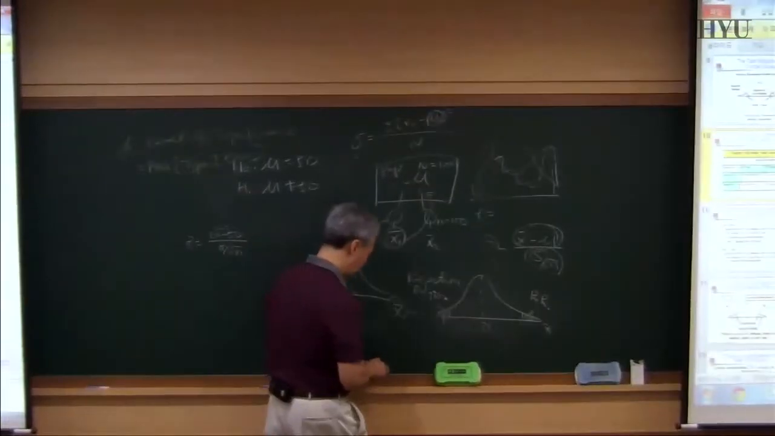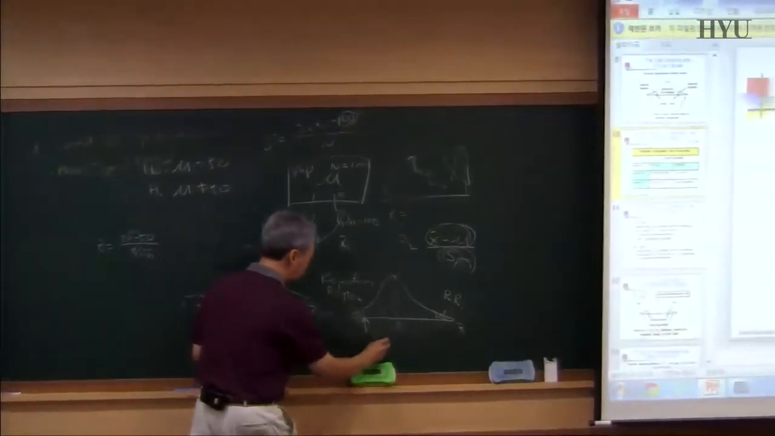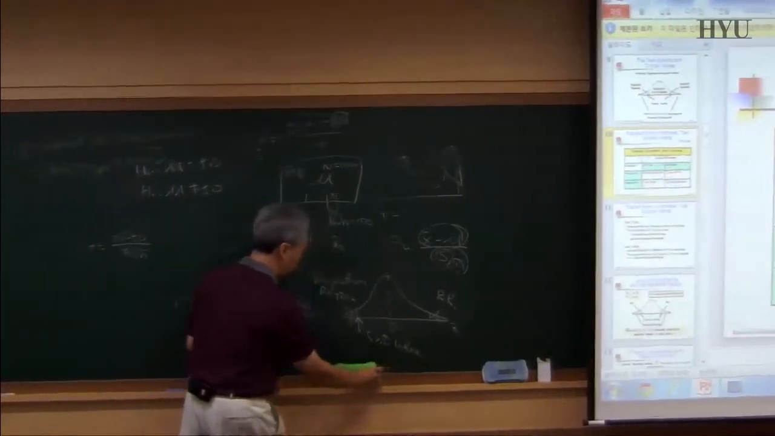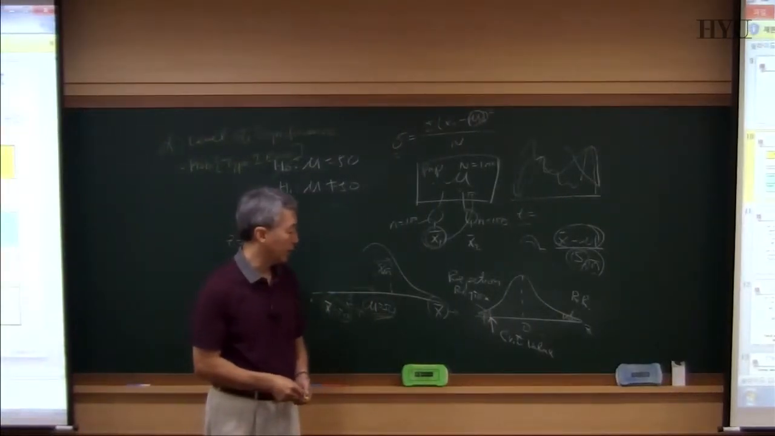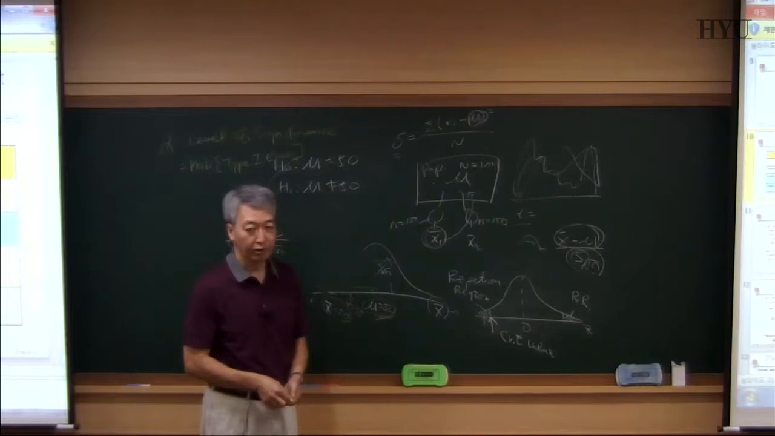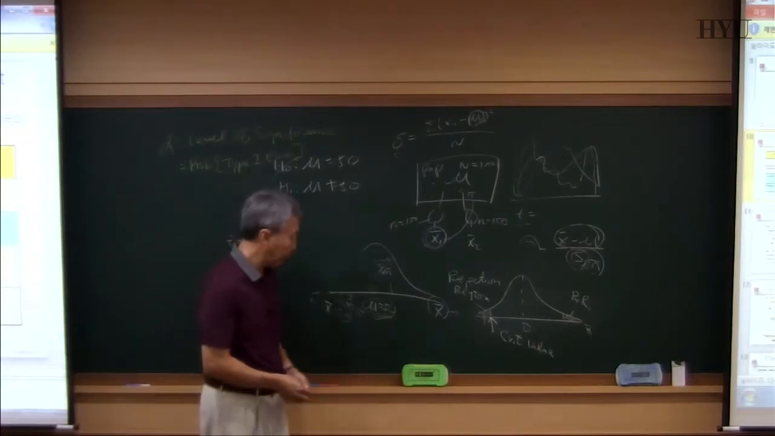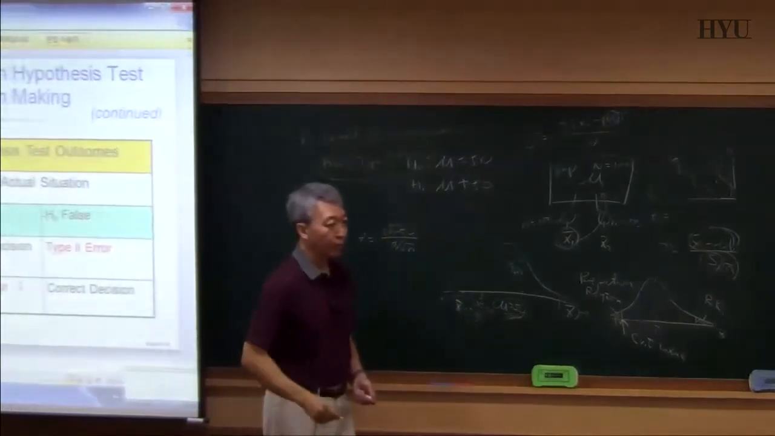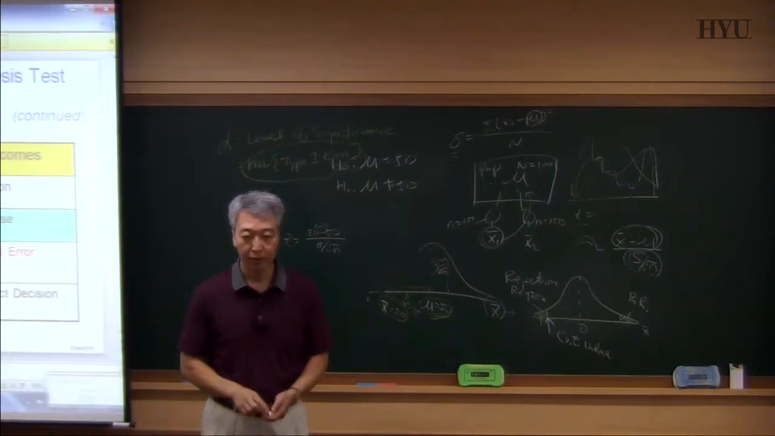So this, in effect, becomes the critical value. Okay? So critical value is the value which separates rejection region from non-rejection region. And how do we set up that critical value? Well, it depends on what percentage or what probability we allow for type 1 error.